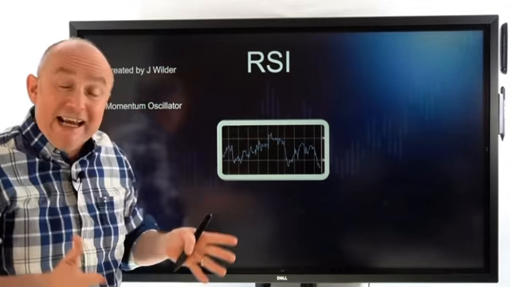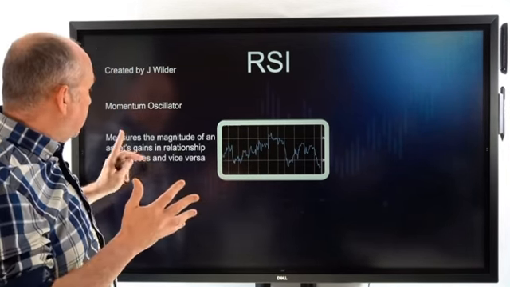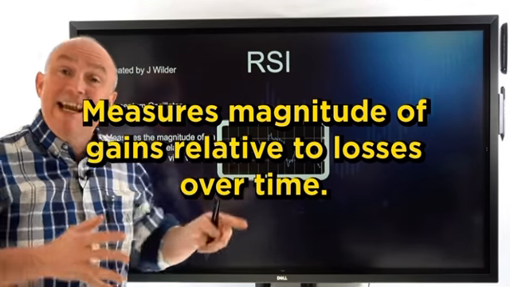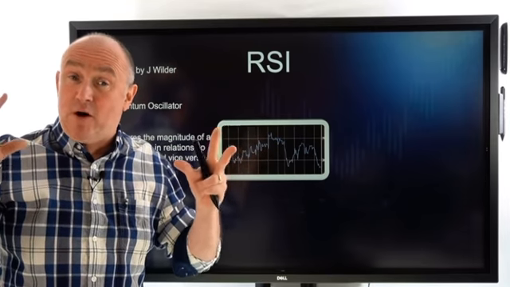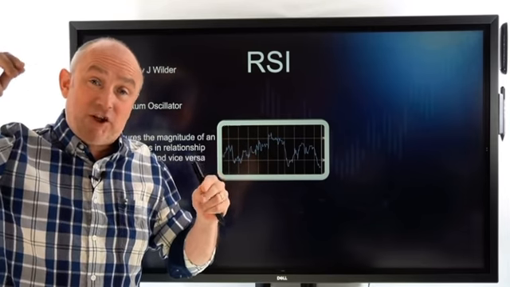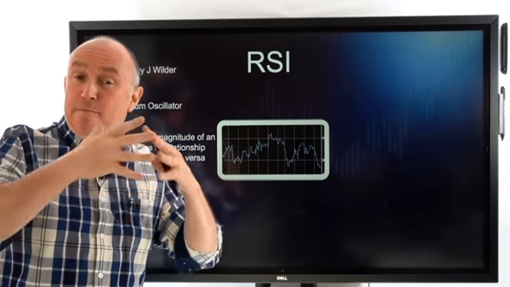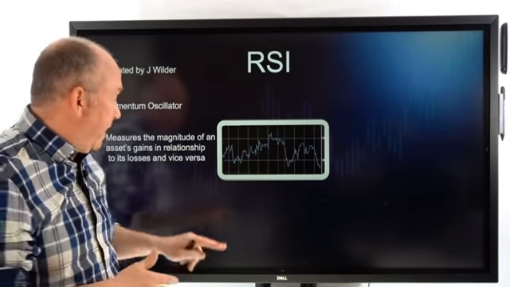But momentum, basically, it measures the speed of the asset's move. Okay, so it measures the magnitude of the asset's gains in relationship to its losses over a certain period of time. In the next slide, I'm going to show you the formula, which might explain that a little bit more. But it's basically comparing the gains in a period over the losses in a predefined period.